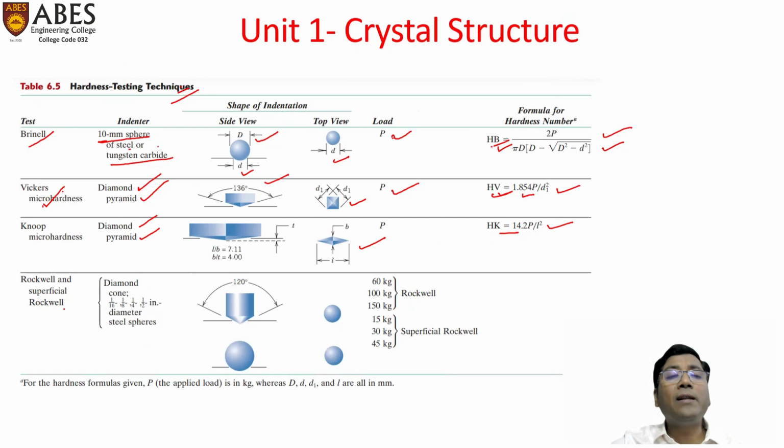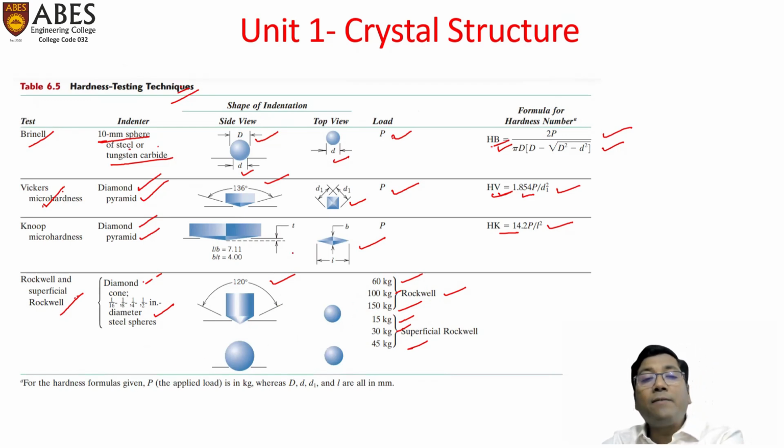Rockwell and superficial Rockwell: for this, various scales are there, A, B, C, D, with a different set of cone-shaped indenters, and 1/16, 1/8, 1/4, 1/2 inch diameter steel spheres, having an included angle of 120 degrees because it's a cone. The load applied would be either 60 kg, 100 kg or 150 kg depending on the scale, and similarly the nomenclature of the scale is obtained. Superficial Rockwell has 15 kg, 30 kg and 45 kg loads applied for micro hardness testing.